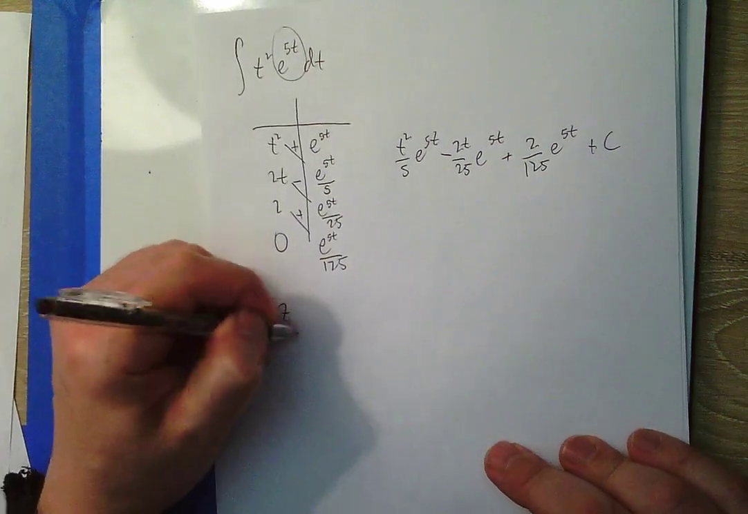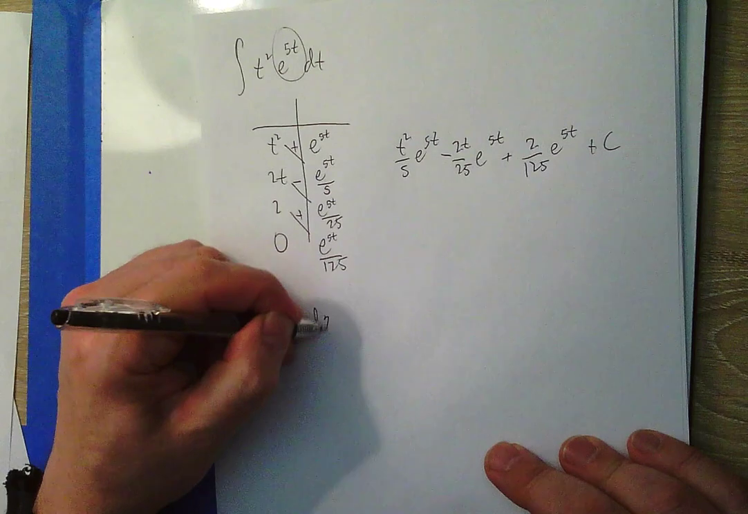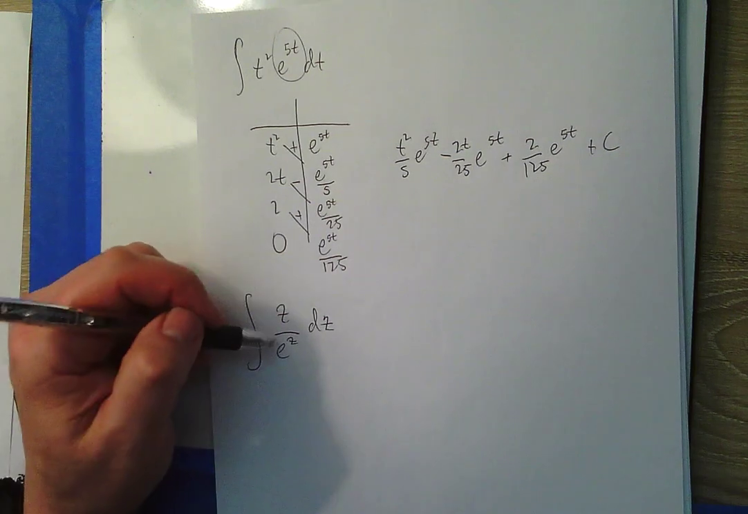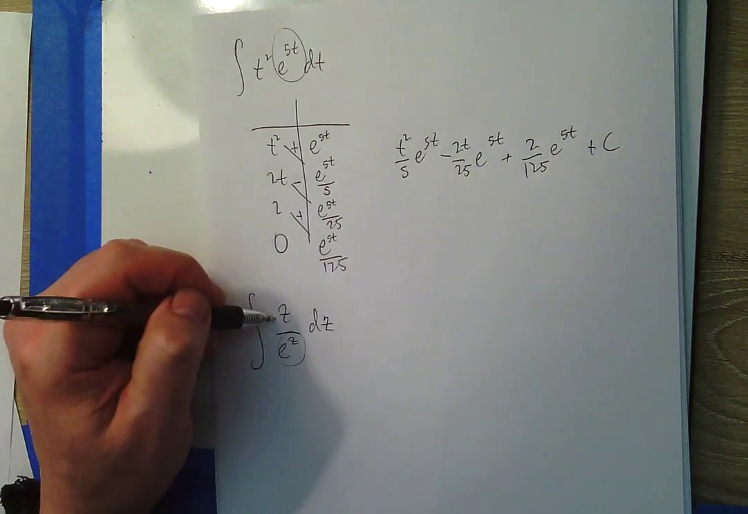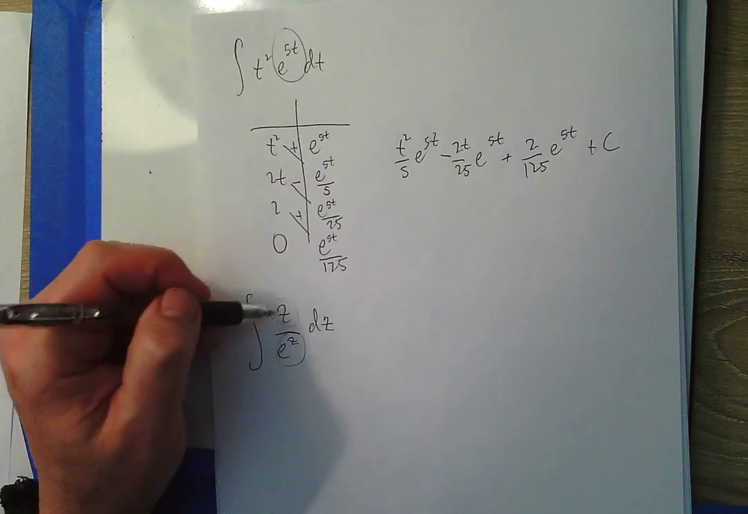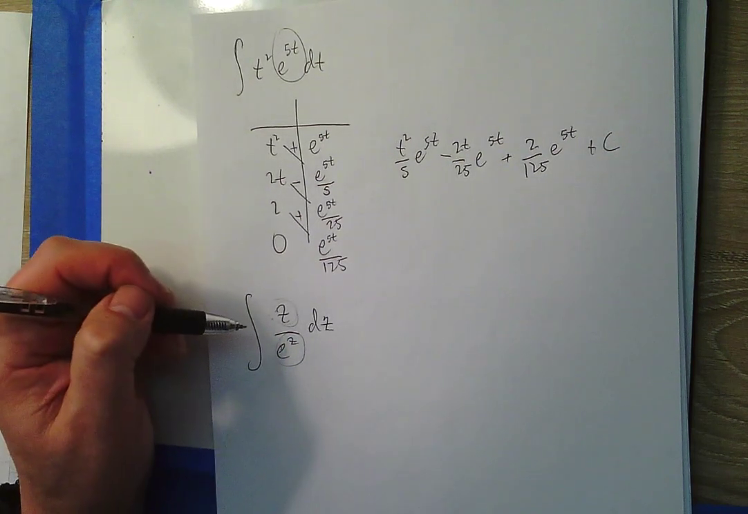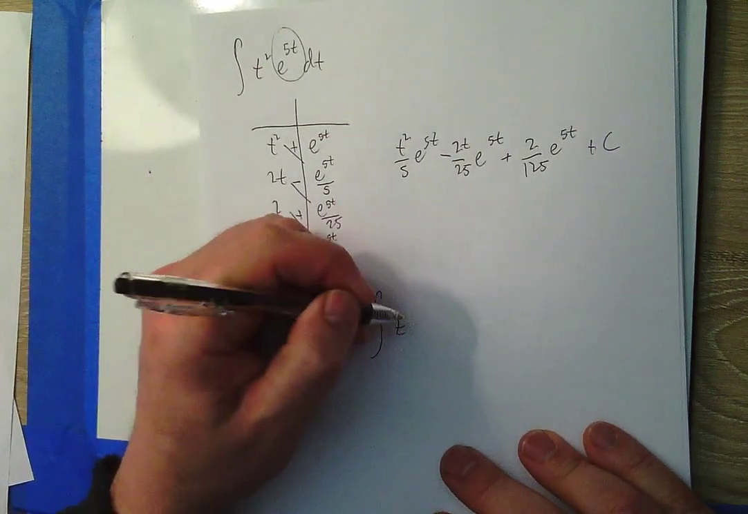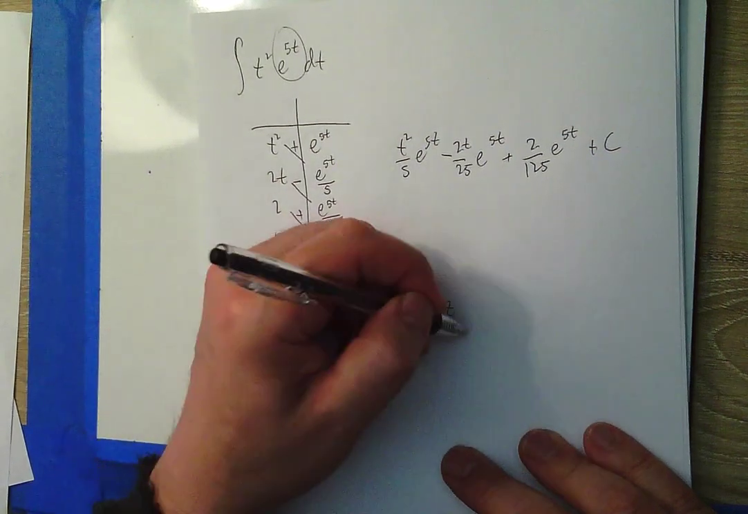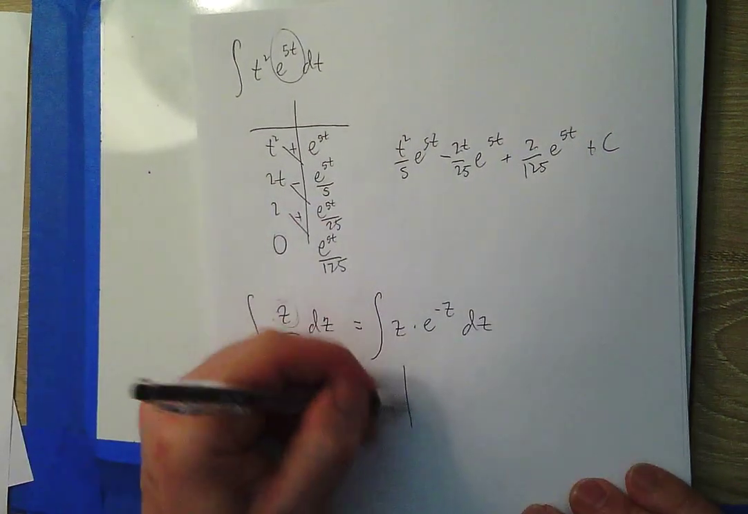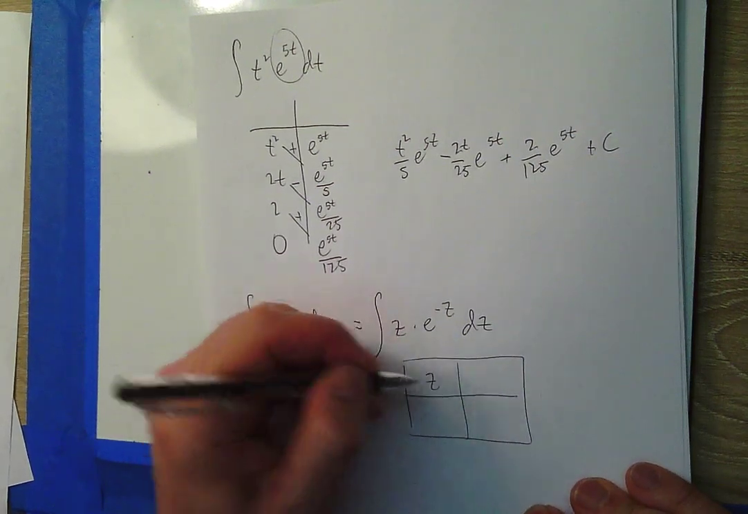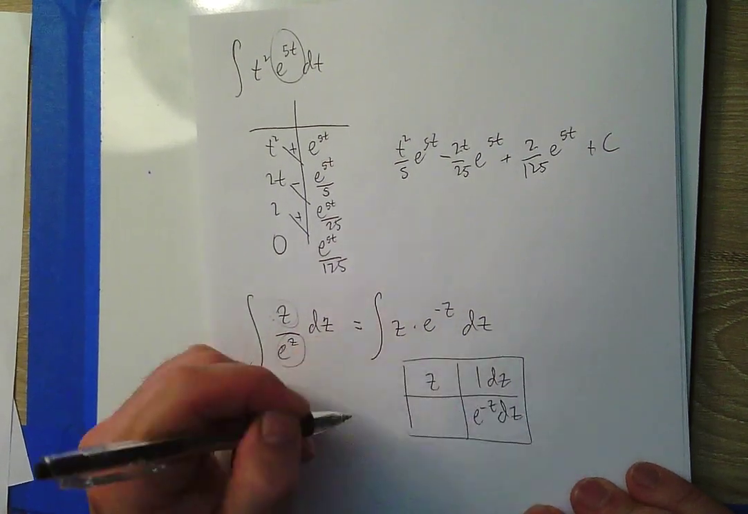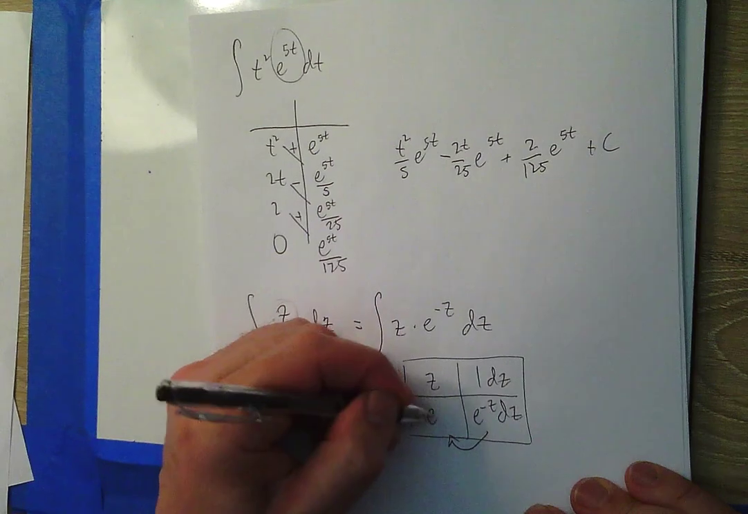Integral of z over e to the z dz. At first, this may appear as though it's a u sub, but I see a function, and I don't see the derivative of that function, nor, if I choose this for the function, is this the derivative of that function. So I think this is by parts, but I think I want to rewrite it so it says z times e to the negative z dz. So we've got z, we've got 1 dz, e to the negative z dz, and the antiderivative of that would be negative e to the negative z.